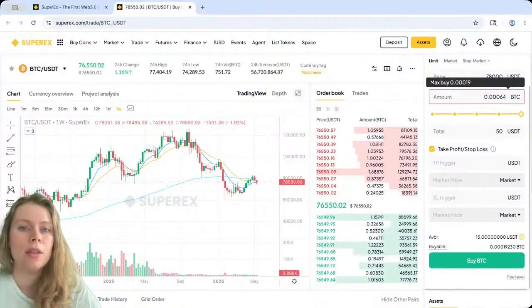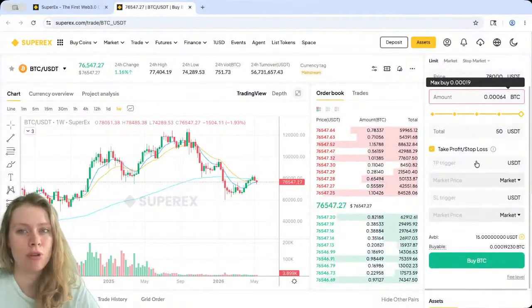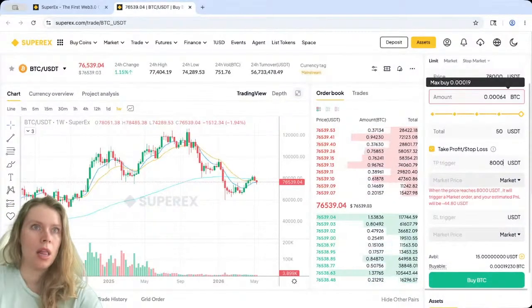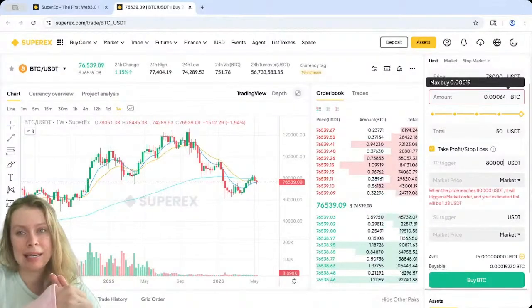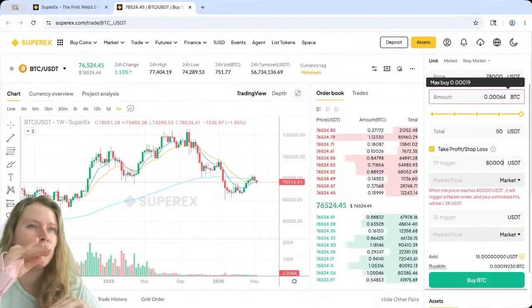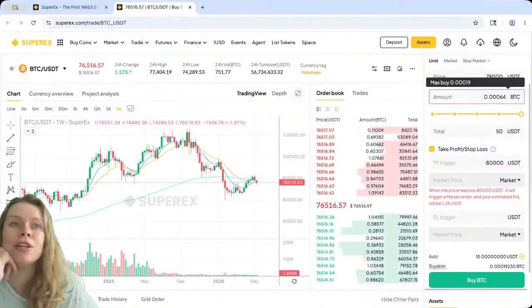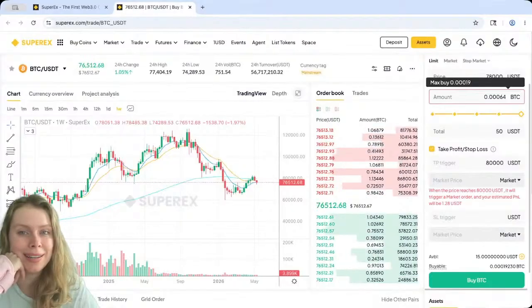Number one, the first one is TP trigger, okay? Your take profit. So I'm going to set this one at 80,000, okay? That's 80,000 USDT. SuperEx even tells me right there in red, when the price reaches 80,000 USDT, it will trigger a market order and your estimated P&L will be 1.28 USDT, okay?